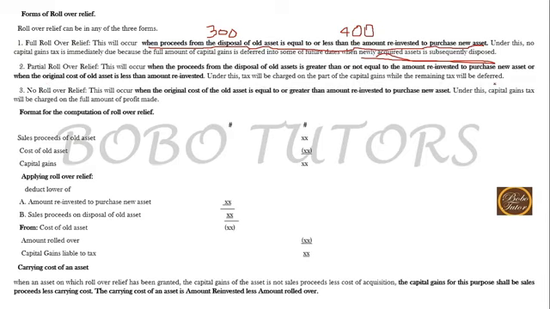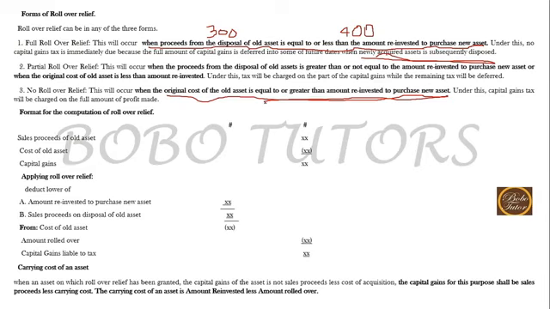Number three, no rollover relief. This will occur when the original cost, you can see I said original cost, I did not say sales proceeds, of the old asset is equal to or higher than the amount invested to purchase the new asset. So if the original cost of the old asset is equal to or greater than the amount reinvested, there is no rollover relief for you. So I will give us a format that will help us to understand rollover relief.